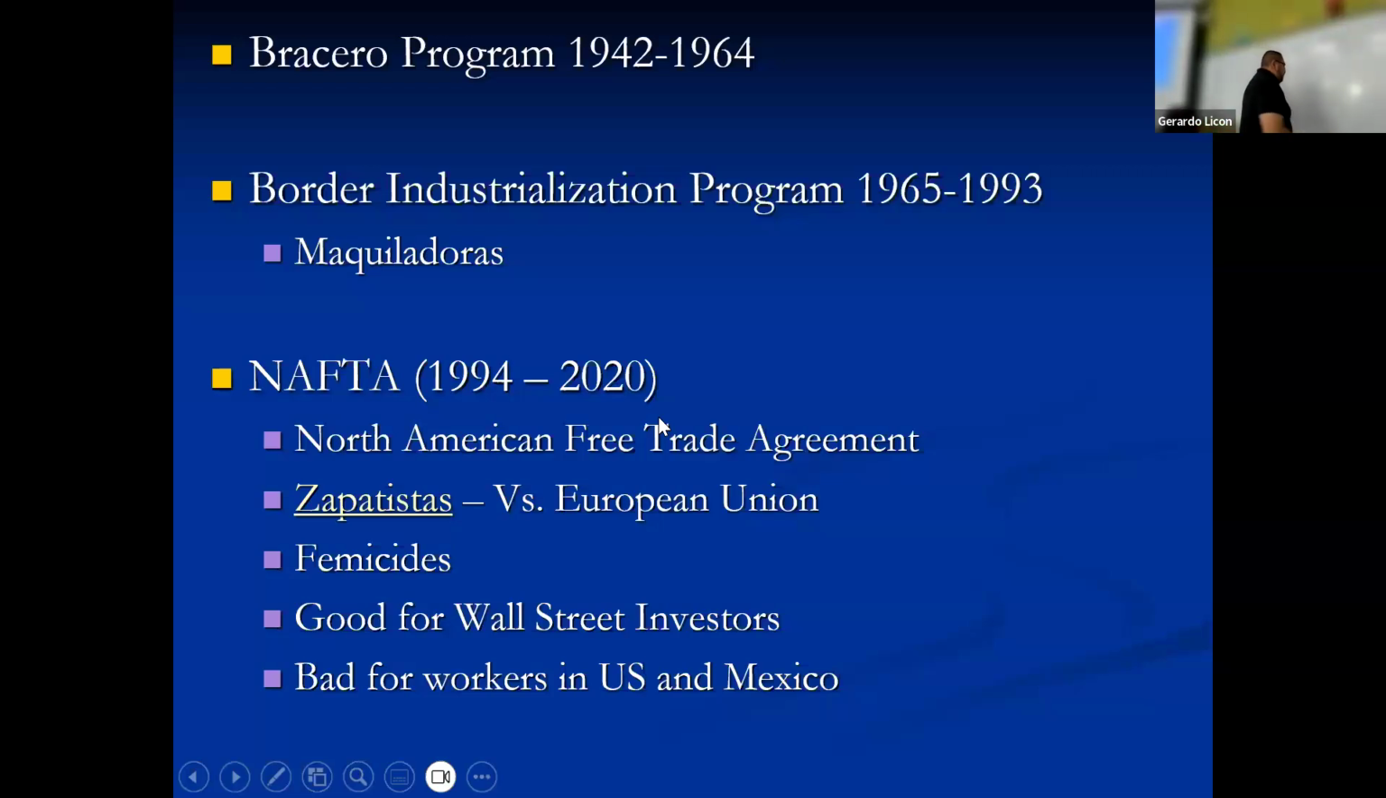Okay, so again, the Zapatistas named themselves after Emiliano Zapata. The organization they were part of was the EZLN, Ejército Zapatista de Liberación Nacional, the Zapatista Army for National Liberation. They were in southern Mexico in the Mexican state of Chiapas.